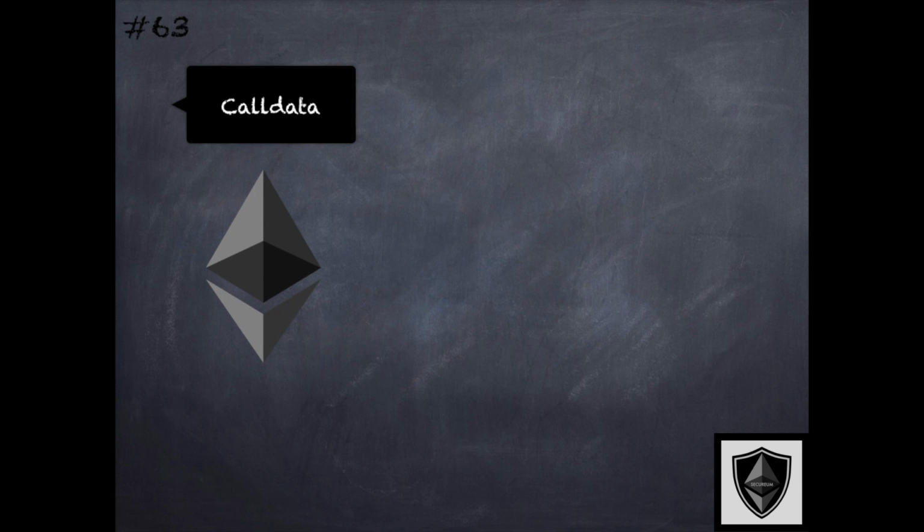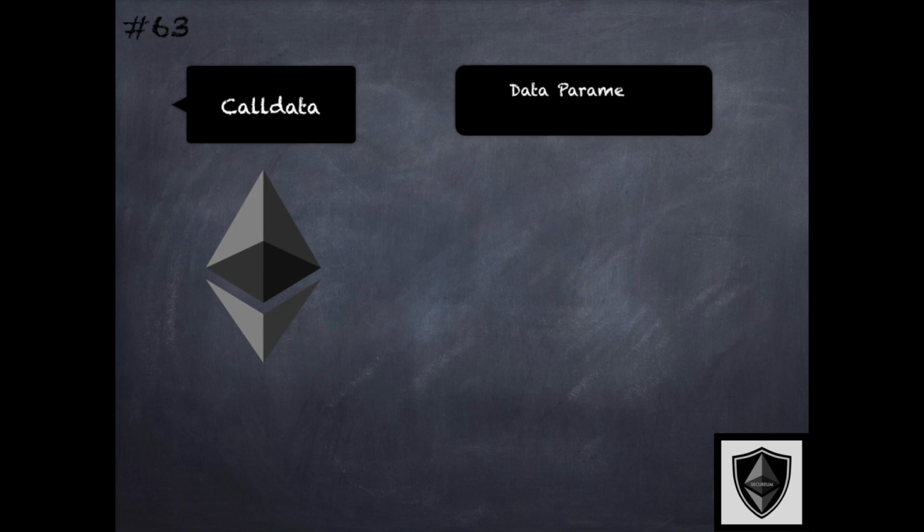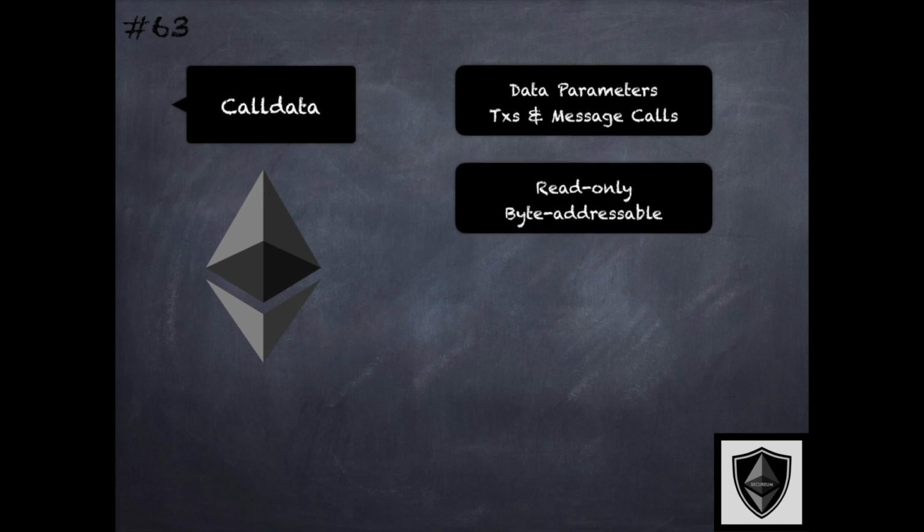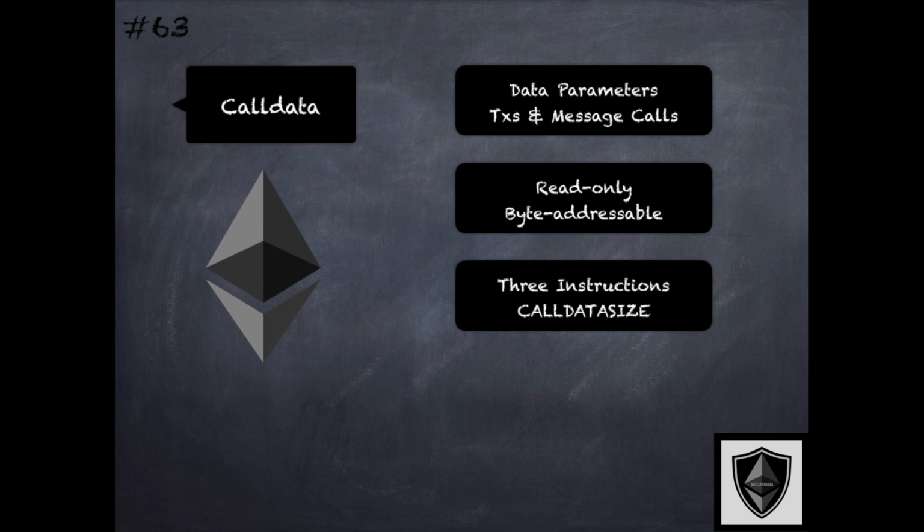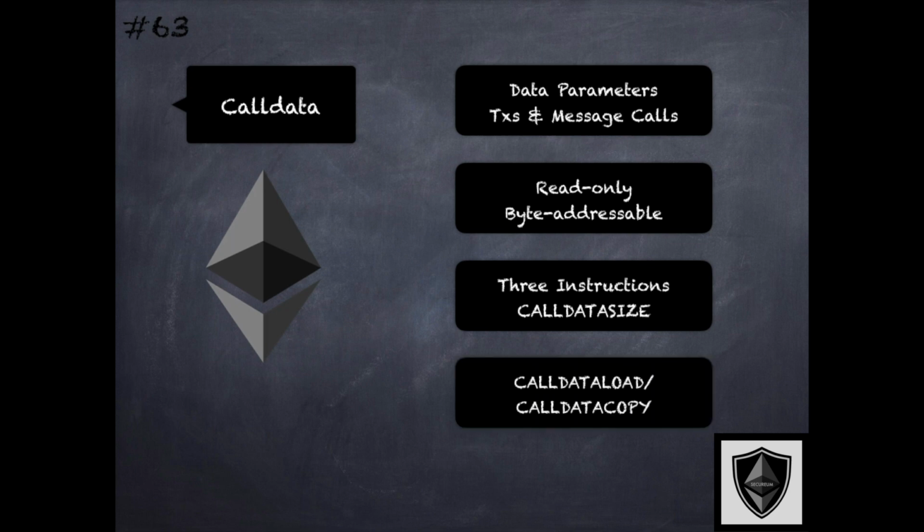The final component of the EVM architecture is what is known as call data. This is used specifically for data parameters of transactions and message calls. And this is read-only, it cannot be written to, and it's also byte addressable. And EVM has three specific instructions that operate with call data. There's calldatasize, which gives the size of the supplied call data and puts it onto the stack. There's calldataload, which loads the call data supplied onto the stack. And there's calldatacopy that copies the supplied call data to a specific region of memory.